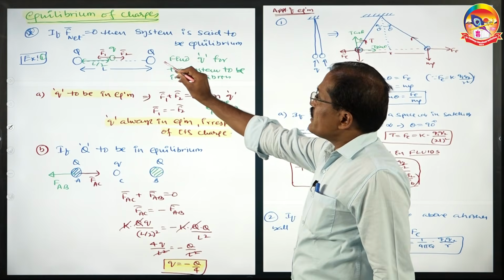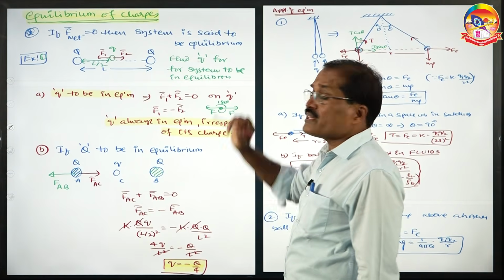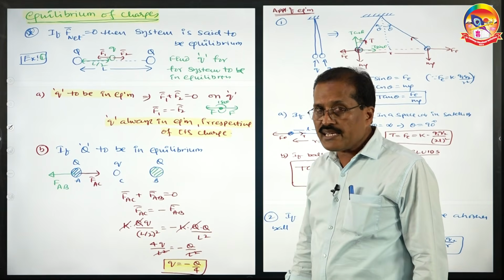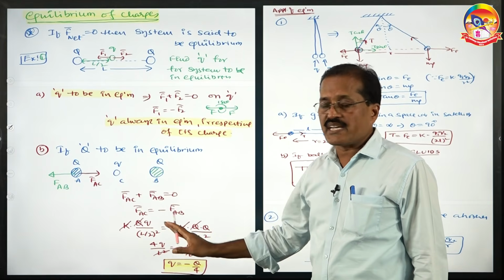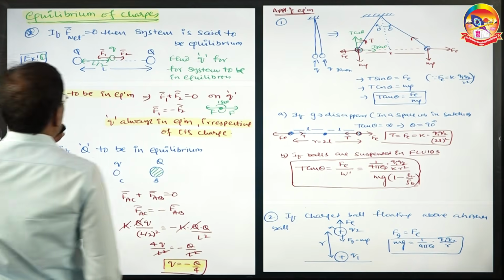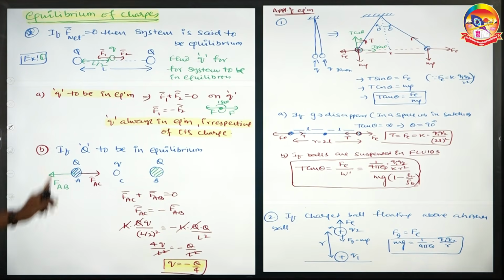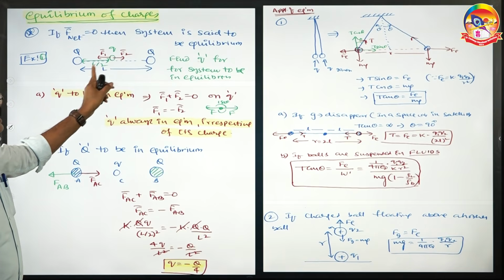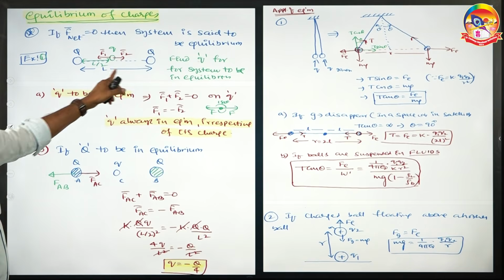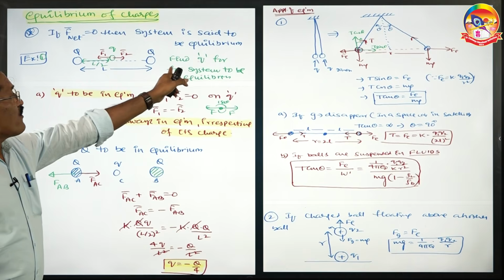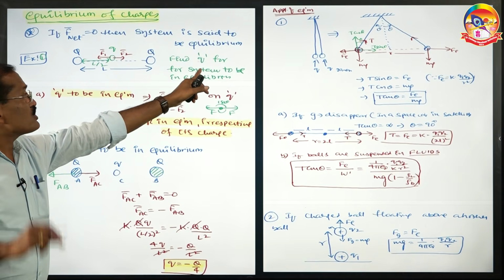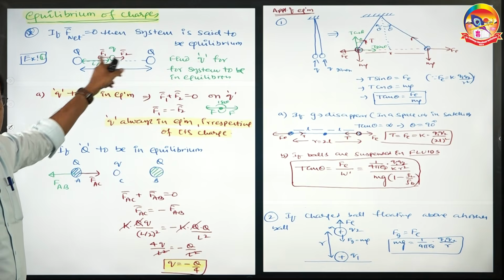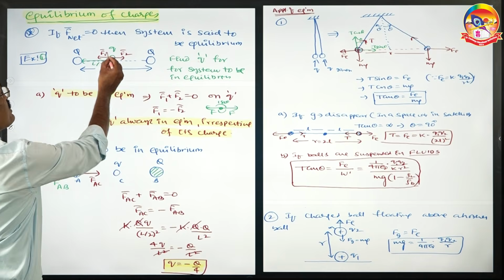If F net is equal to 0, then the system is said to be in equilibrium, and that too it is the translational equilibrium in our case. We do not have any rotational equilibrium at this moment. So, now let us take this. These are the two charges, capital Q, which are known here, and the distance between them, L, is given. The question asks: find some third charge q for the system to be in equilibrium. The q is placed at some point between them. What must be the value of this q?